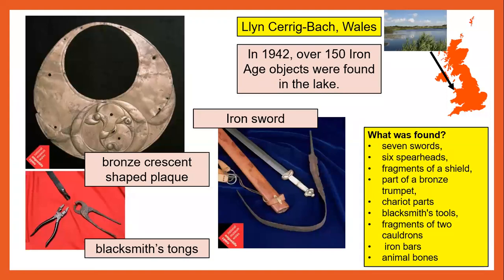Now, in Llyn Cerrig Bach, in 1942, over 150 Iron Age objects were found in the lake. They found an iron sword, a bronze crescent-shaped plaque, blacksmith tongs, and if you look now into the box in the corner, we also know there were 7 swords, 6 spearheads, fragments of a shield, part of a bronze trumpet, chariot parts, blacksmith's tools, fragments of 2 cauldrons, iron bars, animal bones.